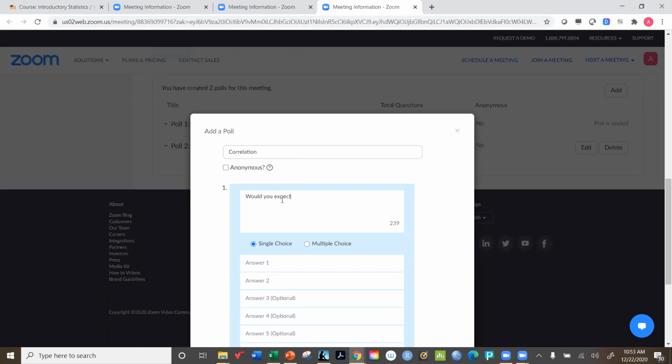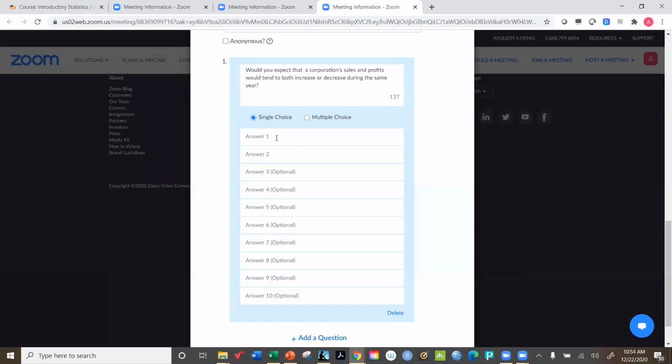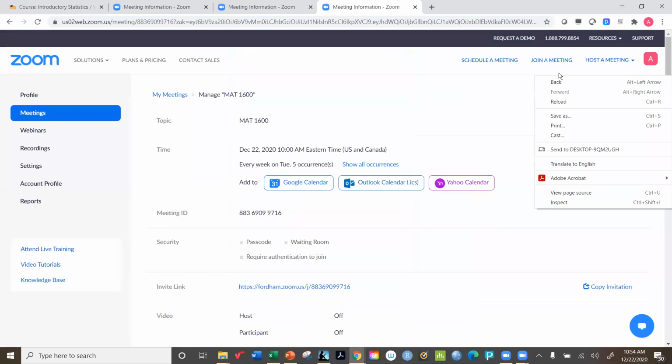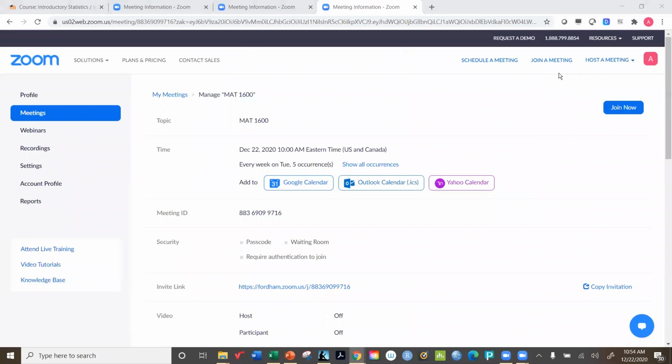Would you expect that a corporation's sales and profits would tend to both increase or decrease, let's put it that way, during the same year? Let's see if it will actually let me do this now. Well, so much for that. And we're back to this crap again. Oh, I see. So very helpfully, they did not mention that there's a menu here. God. All right, let's try it.